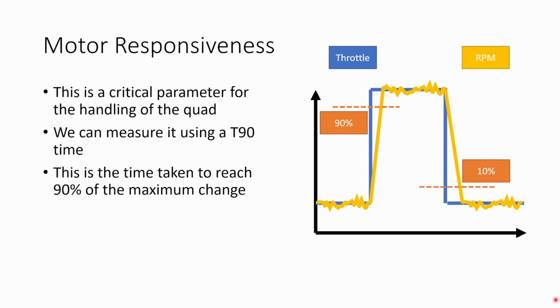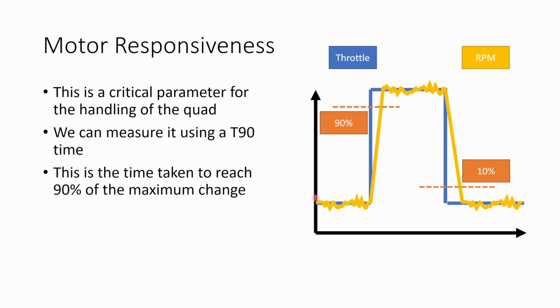And I think this is a critical parameter for any ESC and motor combination. It's really important that the motor on a mini quad can change speed really, really quickly, because the flight controller needs the motors to be responsive to change their thrust to keep the quad stable in the air. Now, the way I tested and measured this was using something called a T90 time. This is the time taken to reach 90% of the maximum change.